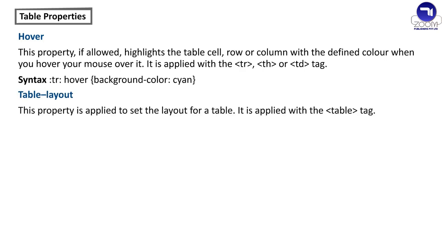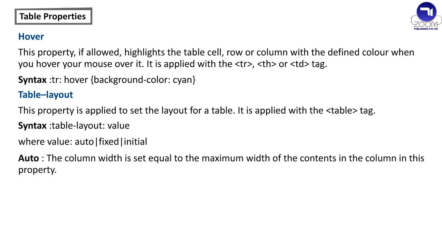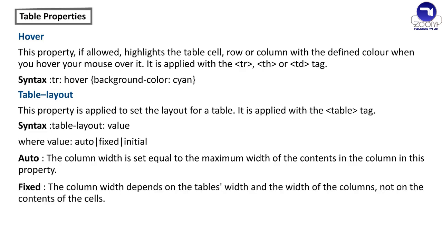Table layout. This property is applied to set the layout for a table. It is applied with the table tag. Syntax: table-layout: value, where value is auto, fixed, initial. Auto: the column width is set equal to the maximum width of the contents in the column in this property. Fixed: the column width depends on the table's width and the width of the columns, not on the contents of the cells. Initial: the default value is applied for the column width.